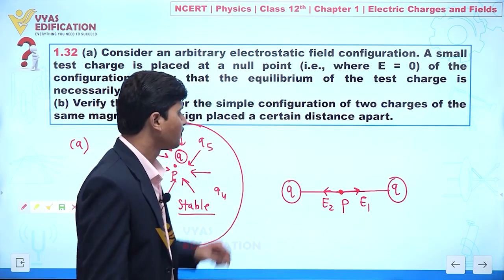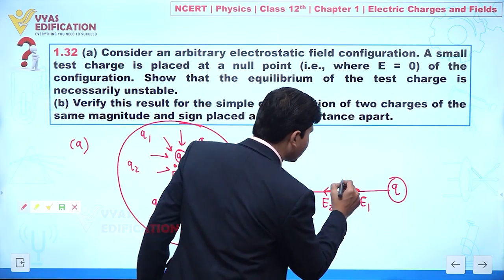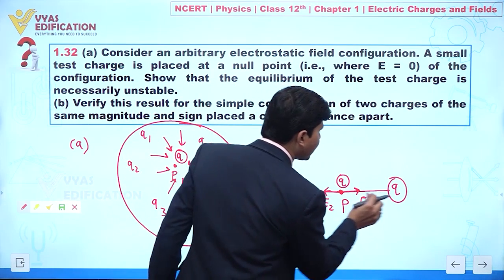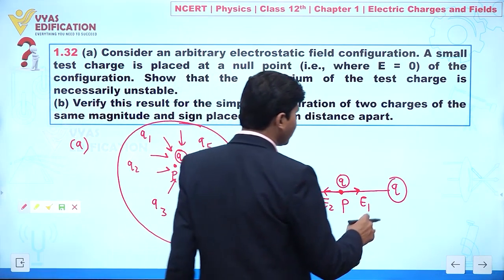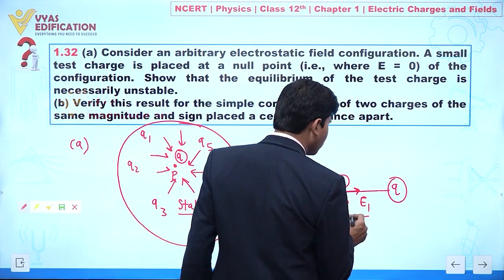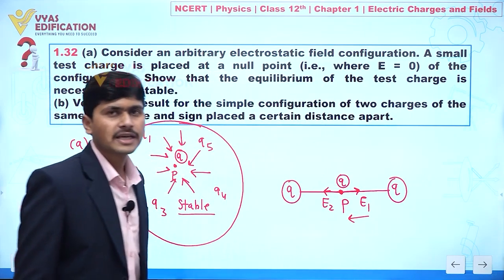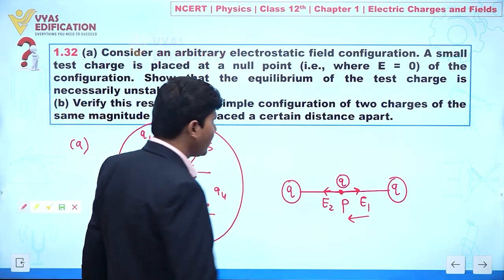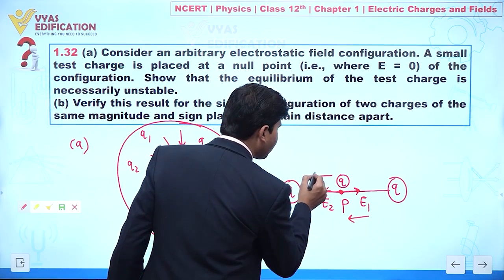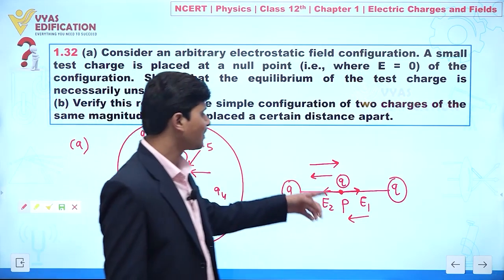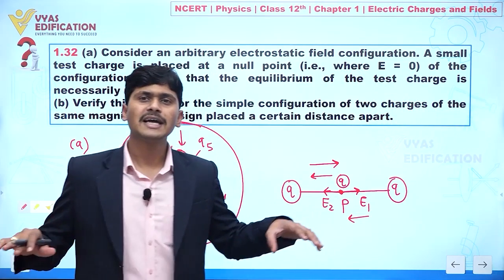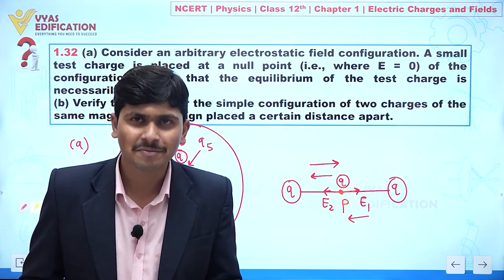Clear to everyone? Now if we displace the charge q in the right direction, listen carefully, definitely the charge will come again to its position P. So restoring force is acting. If we displace this charge q in the left direction, the restoring force acts in this direction, so again it will come to position P. So in the horizontal direction this charge is in stable equilibrium.